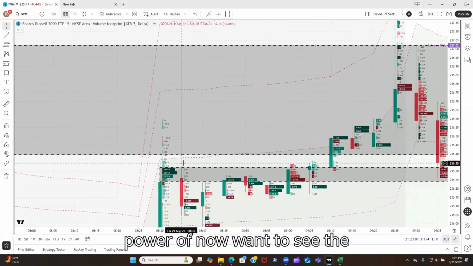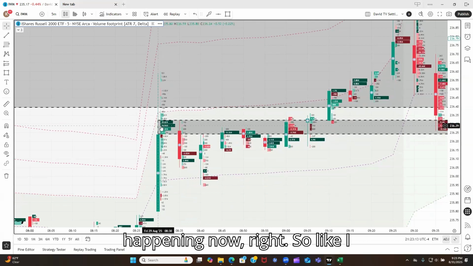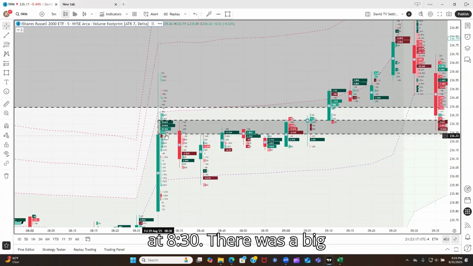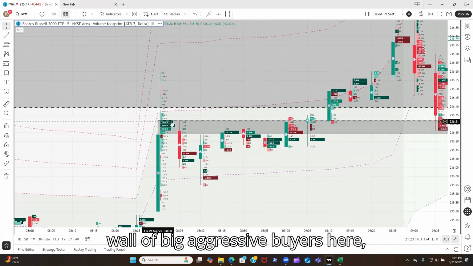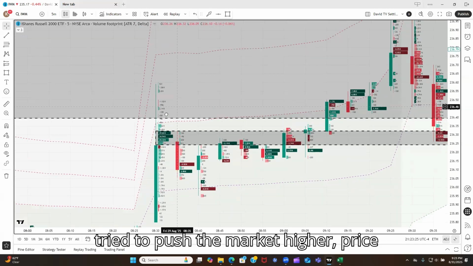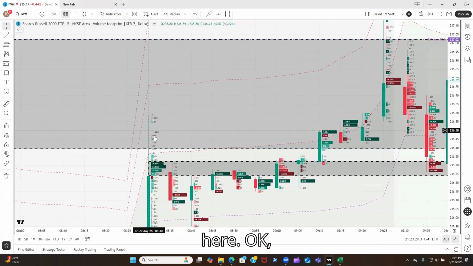Power of now. We want to see the past, and we also want to see what's happening now. All right. So, like I said, before cash opened, an hour before at 8:30, there was a big wall, a big aggressive buyers here, amount of buyers here that would not or tried to push the market higher, price higher, but nobody was willing to buy here.